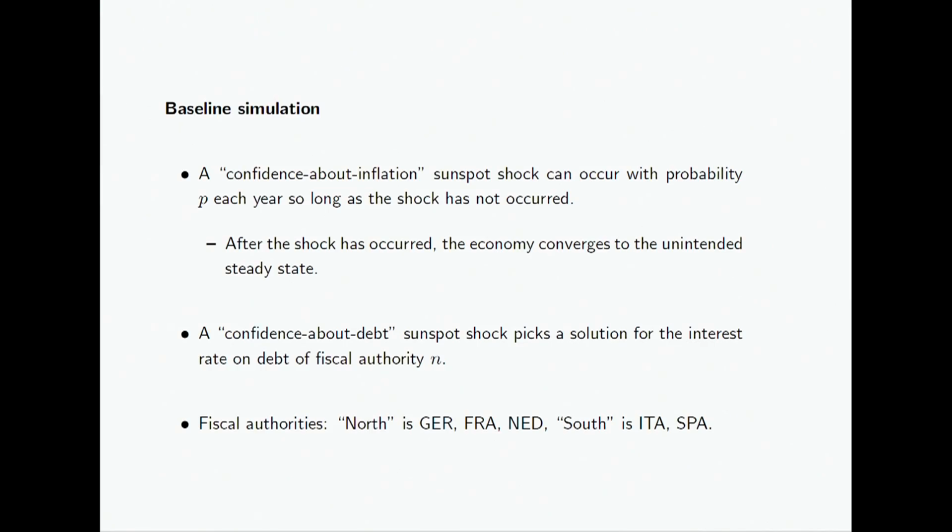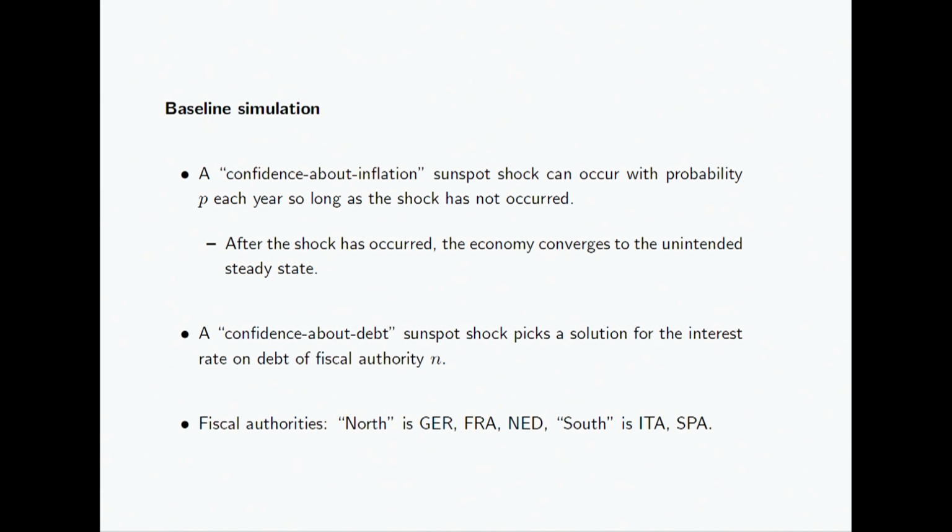So in particular, we assume two sunspot processes. The first one we call a confidence about inflation sunspot shock. That can occur with a given probability P each year. This is going to be an annual model. So long as the shock has not already occurred. After the shock has occurred, it's not going to occur again. The economy converges to the unintended steady state.